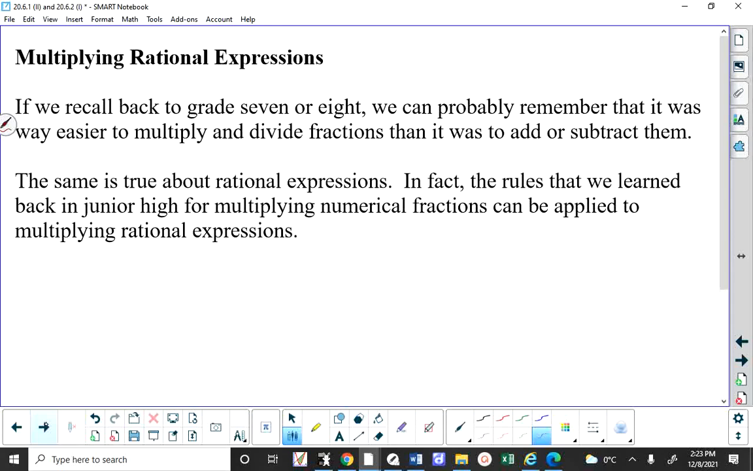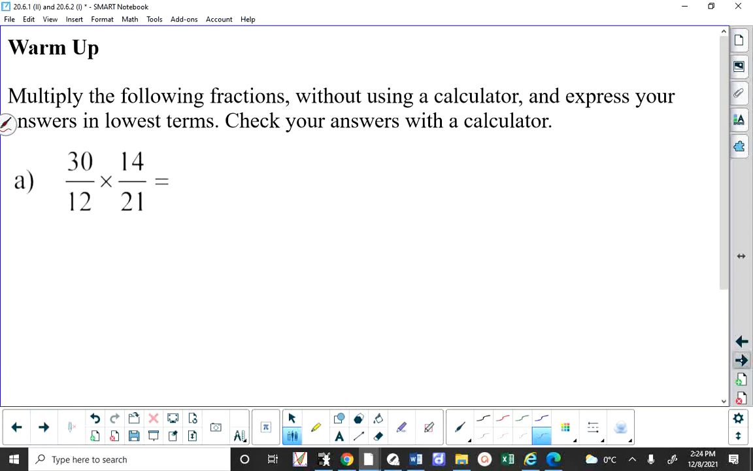Remember, everybody, that rational expressions are, at the heart of the matter, fractions. So whatever rules we have for operations on numerical fractions, we're going to have the same rules for operations on algebraic fractions, which are rational expressions. If I said to you, without a calculator, simplify this: the rule that you're taught in junior high is that when you multiply a fraction by a fraction, you multiply across the top and multiply across the bottom.